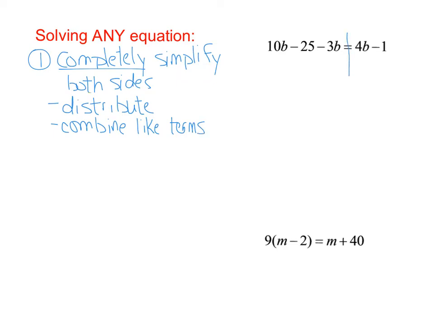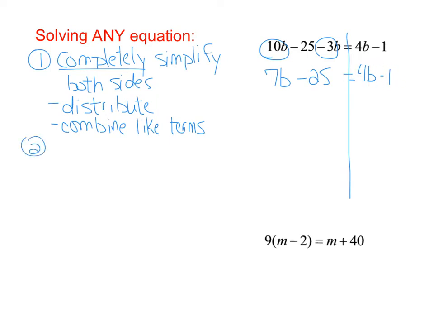So I look over here, I'm going to draw my line through the equal sign. I look at the left side of the equal sign. I don't have any distributive property, but I do have like terms. I've got 10b minus 3b, that's 7b, minus 25 equals, I look at the right side, I don't have distributive property, I don't have like terms, so I'm just going to copy 4b minus 1. Then, after they're both completely simplified, so look at the left, nothing else I can do on the left, nothing else I can do on the right.